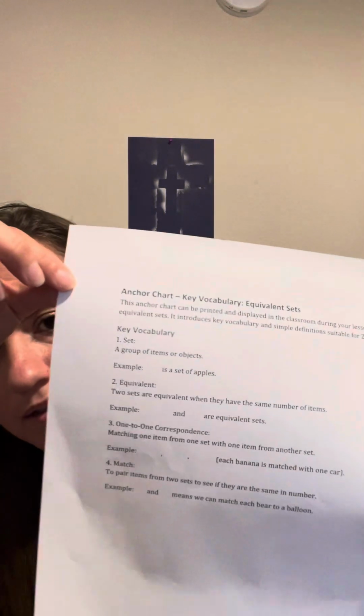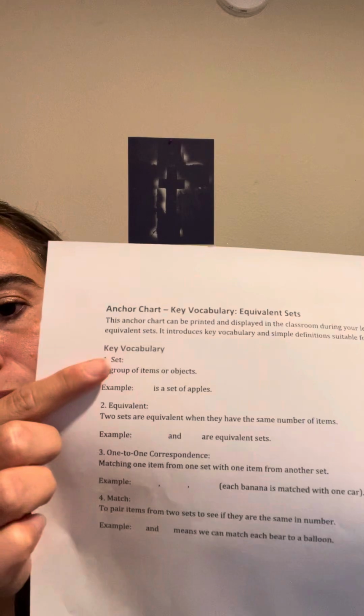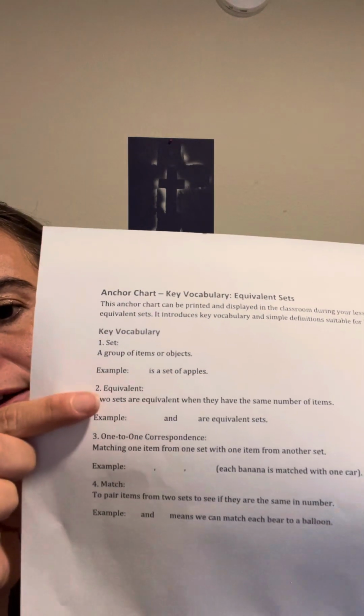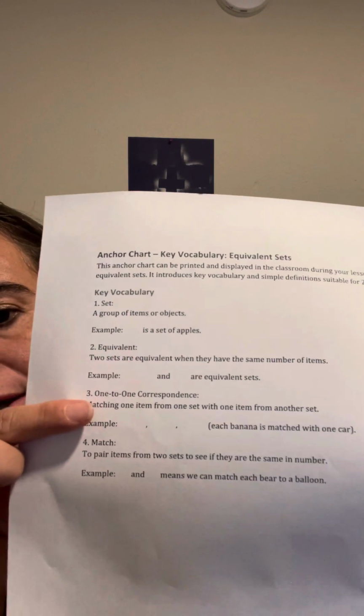That's called one-to-one correspondence. When every item in set A matches every item in set B, we call the sets equivalent. We'll build an anchor chart with key vocabulary, and it'll be set, equivalent, one-to-one correspondence, and match.